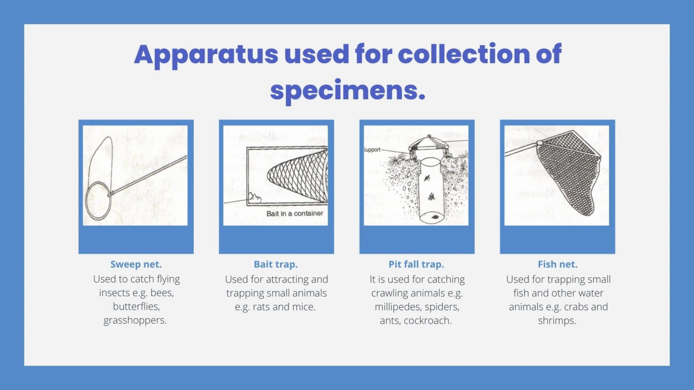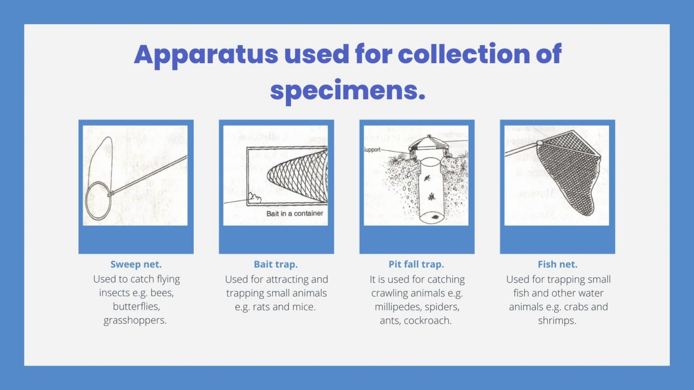We have 7 apparatus used to collect specimens, and we'll start with the fishnet. As the name suggests, the fishnet is used in collecting aquatic specimens, for example, fish and other small aquatic organisms. We also have the second one, which is the sweep net. The sweep net is used in collecting small flying insects, such as butterflies.